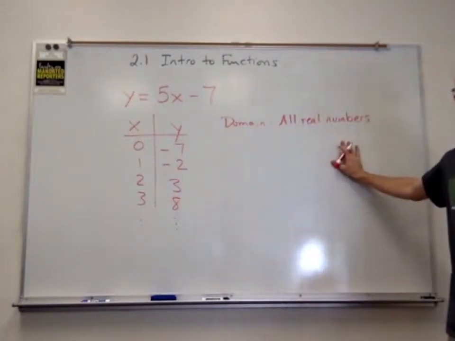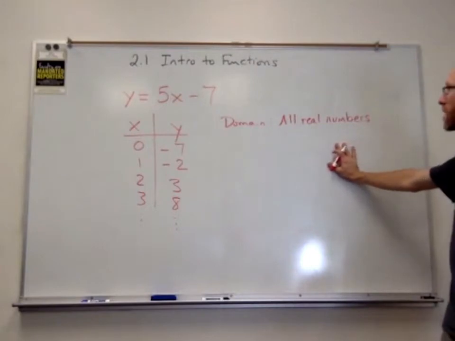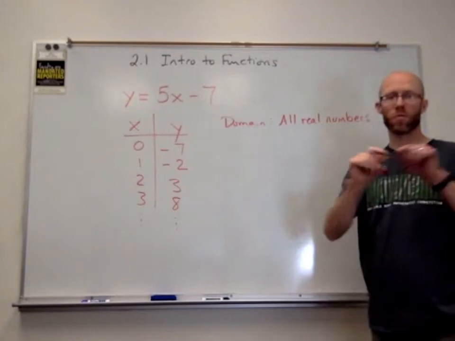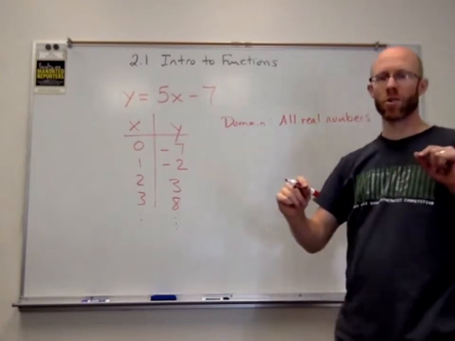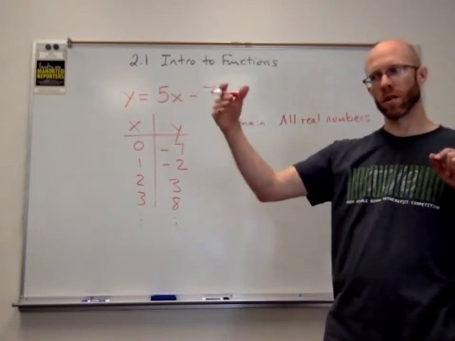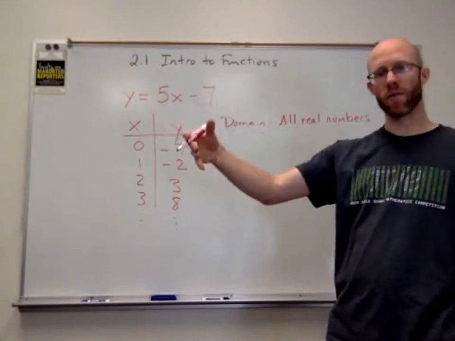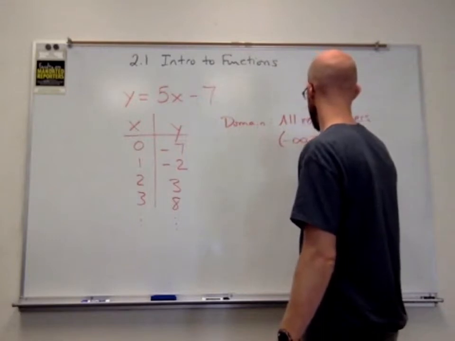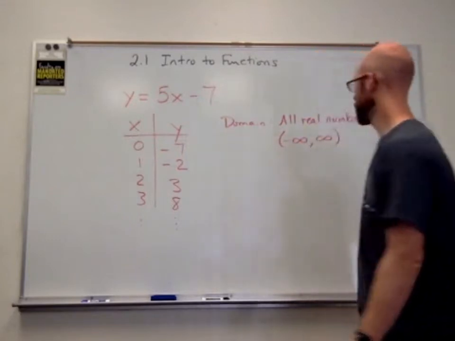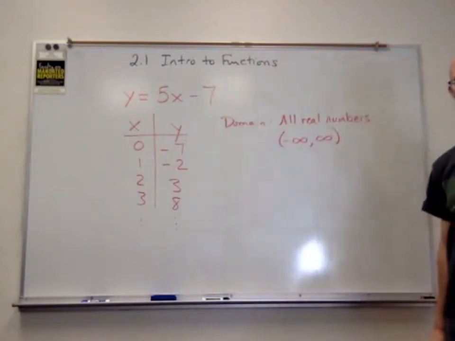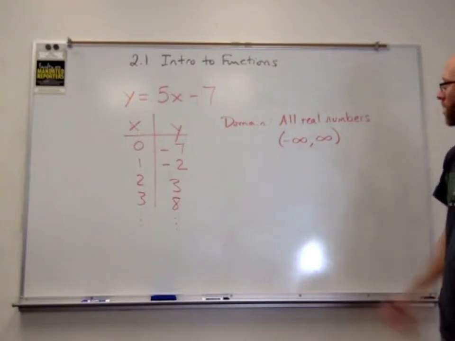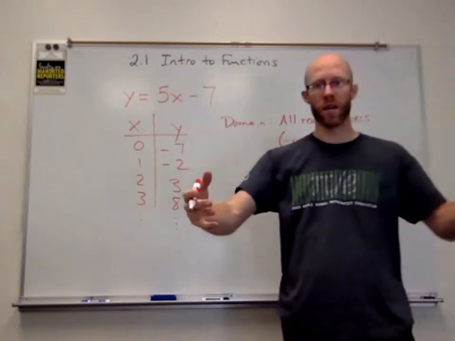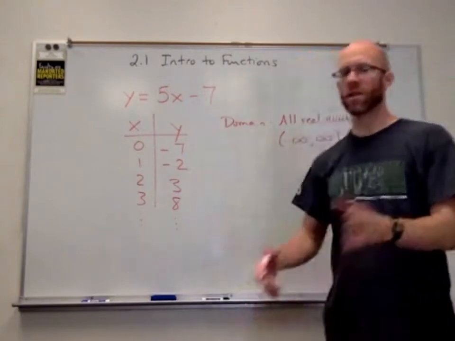And you can write it out as all real numbers, or you could write it as an interval, because all real numbers represents a whole number line. And so when we work with intervals, remember we go with the left endpoint, the right endpoint, it's negative infinity to infinity. So think of it as the interval negative infinity to infinity. That means every number between negative infinity and infinity is in the interval, or is in the domain.